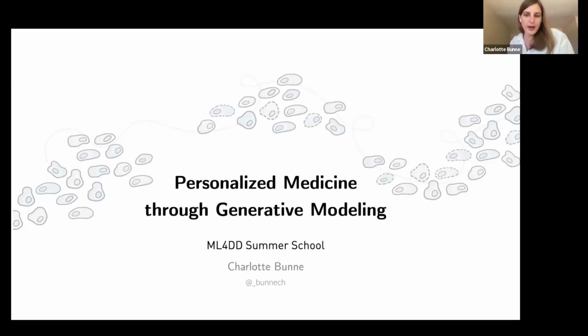So I'm going to speak about how to use generative modeling. And this is a very broad term, in particular, diffusion models and neural optimal transport to enhance certain aspects of personalized medicine. So let's dive right in.